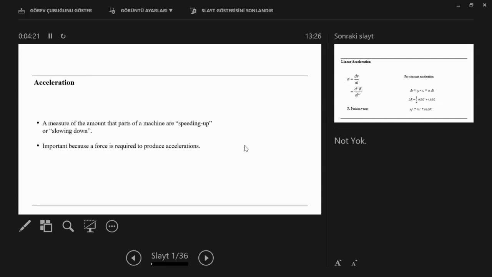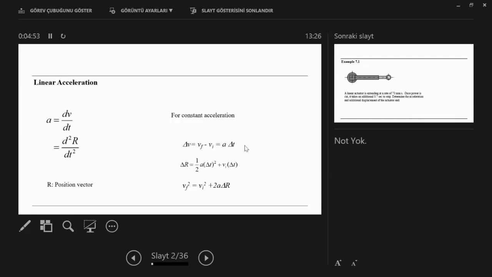They are important because force is required to produce acceleration. We know from dynamics that force is related to mass and acceleration, F equals m times a. We call it Newton's second law. And let's start step by step and talk about the acceleration.